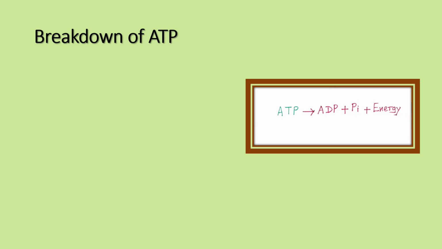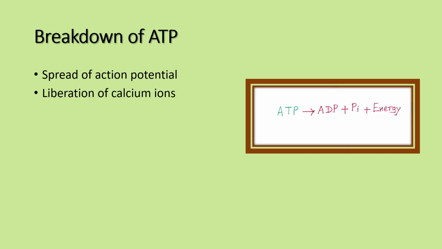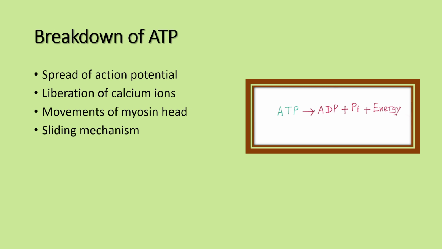The ATP is mainly utilized for the spread of the action potential within the muscle, the liberation of calcium ions from the sarcoplasmic reticulum, the movement of the myosin head against the actin filaments, and the sliding mechanism of myosin and actin. This ATP is utilized only for a short duration. Within seconds, all the stored ATP is utilized during muscle activity.